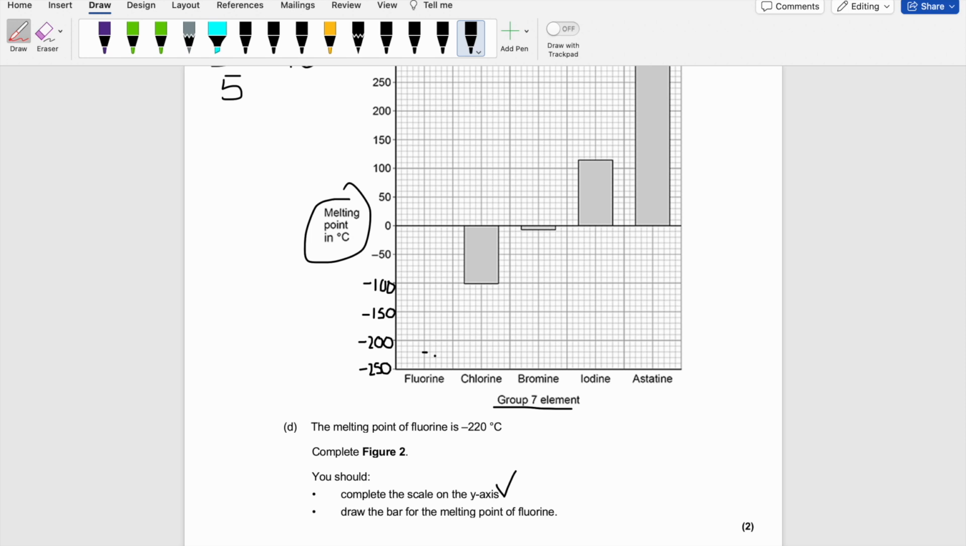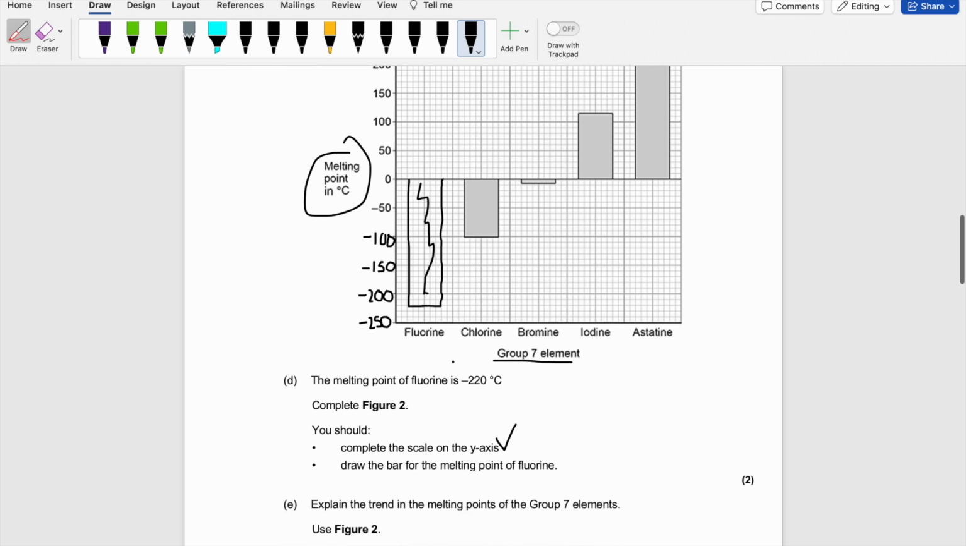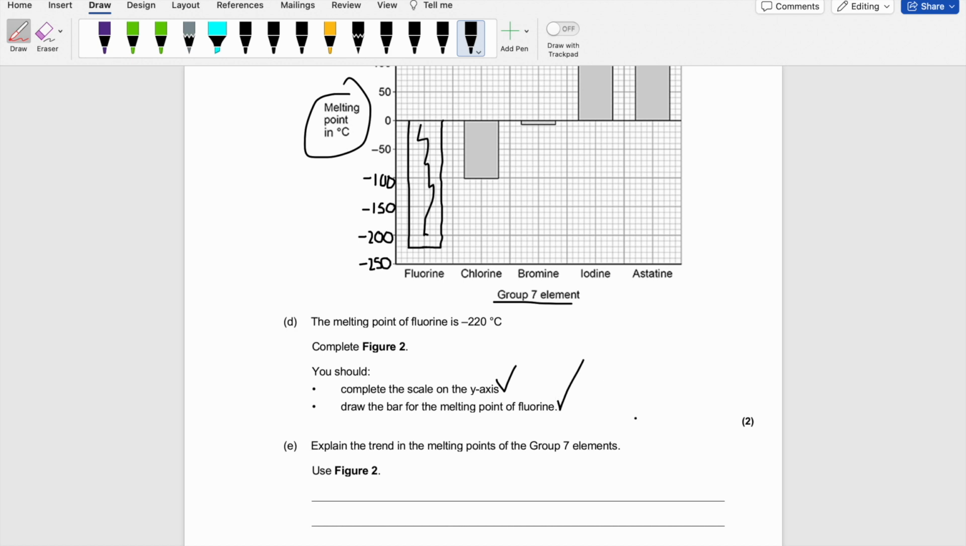Now with my ruler and my pencil, which I don't have at the minute, but you will certainly have in your exams, I'm going to draw my bar at 220. I'm going to be really, really careful, because if I go half a square out, I'm not going to get this mark. And I want to get this mark because it's an easy mark to get. Okay? Unfortunately, I've not got a ruler. You guys will be able to make this much neater than what I can. But there is my bar for fluorine, and obviously I can shade that in with my pencil. I can tick that because that's been done.